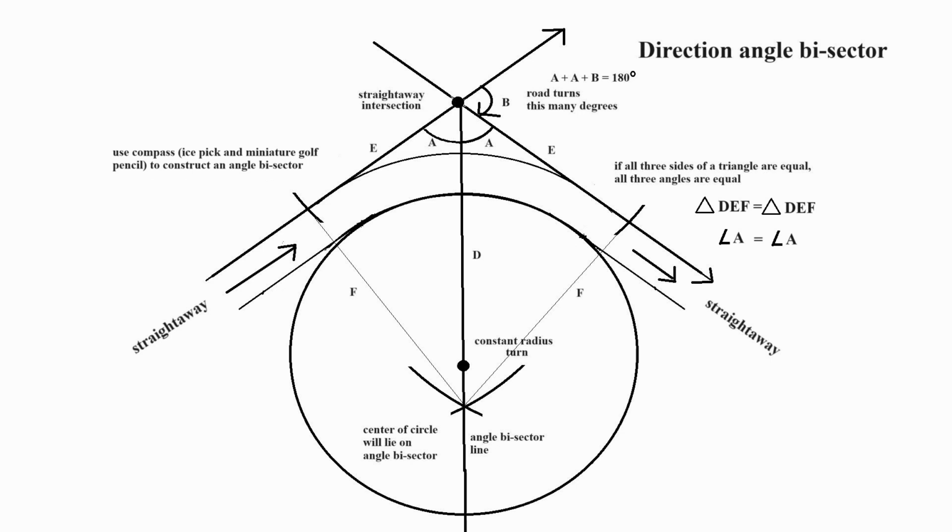Triangle DEF equals triangle DEF. Angle A equals angle A. If you fit a circle that touches the entry and exit lines in the center of the curve, the center of the circle will be on this line. You are guaranteed to hit the corner entry and corner exit with a circle by construction.